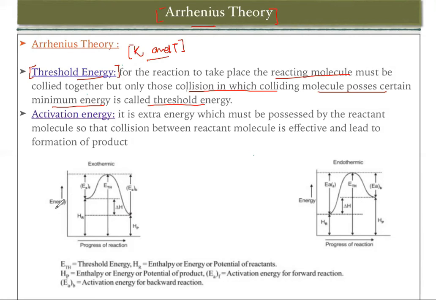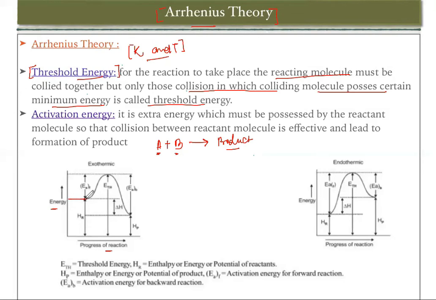Here is a graph that shows the relationship between energy and the progress of the reaction, or how the reaction is going to progress. Any reaction that takes place, let's suppose A and B, okay? So A and B is going to give the product. Now we are talking about the amount of energy that is available in A and B so as to give the product. So look at this graph very carefully.